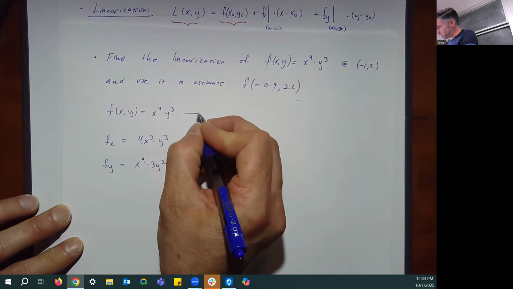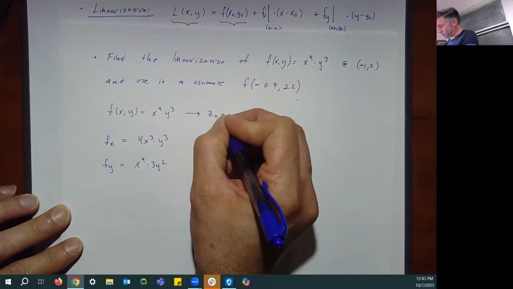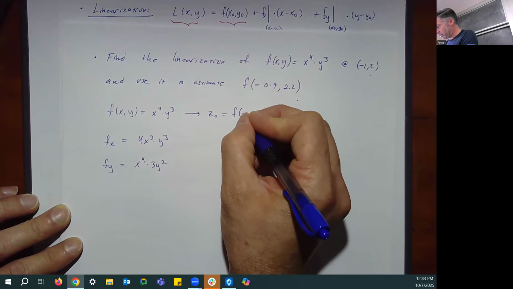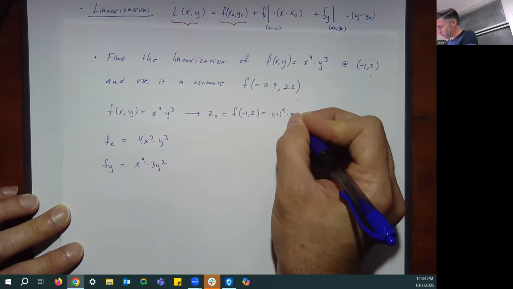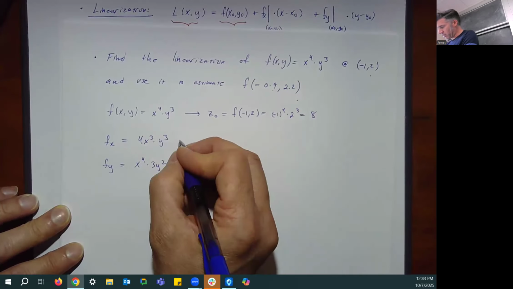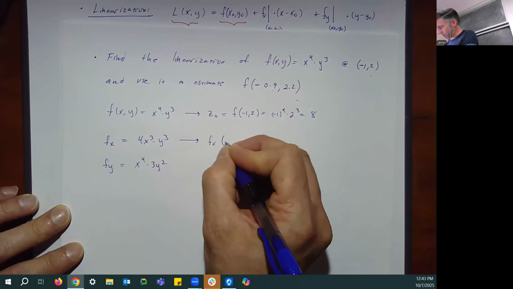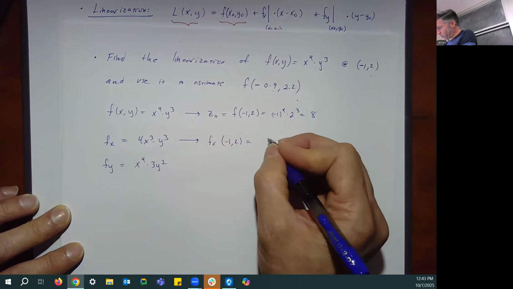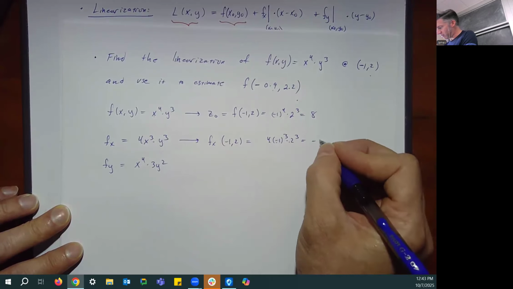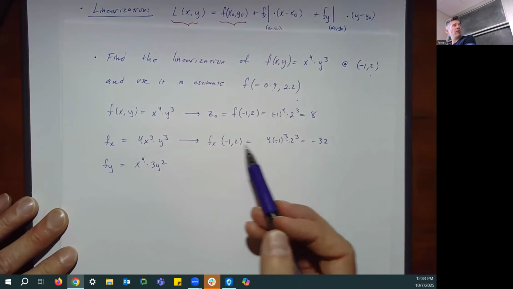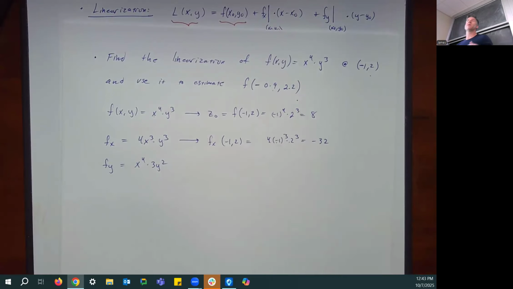So this is going to tell us that our z naught, which is f of x naught y naught, is f of negative 1 comma 2. And we're just plugging that in. So we're going to get negative 1 to the fourth times 2 cubed, which is 8. Here, our fx at negative 1 comma 2 is going to be 4 times negative 1 cubed times 2 cubed, which is 4 times negative 1 times 8, which is negative 32. When you look at this part here, you should be thinking, okay, that's the slope in the x direction. It's pretty steep, right? So if you're on this surface at this point and you move in the x direction, it's like going way downhill real fast.